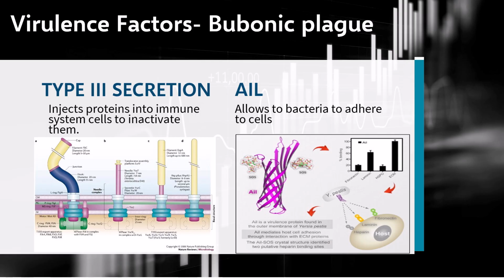The virulence factors for the bubonic plague, the first one is AIL. With AIL, it helps the bacteria to stick to the cell. The Y. pestis attacks immune cells. So what it does is it uses the AIL to stick to or adhere to the immune cell, and from there it uses the type 3 secretion, which is like a needle. So it sticks on, and then it uses the type 3 secretion to stick a needle in and inject proteins, which will kill the cell or take over, and so it will take over the cell like that.